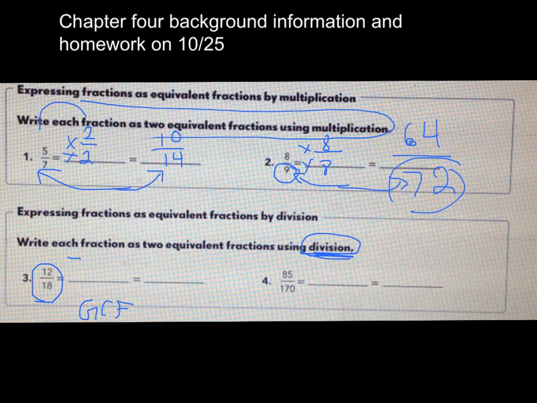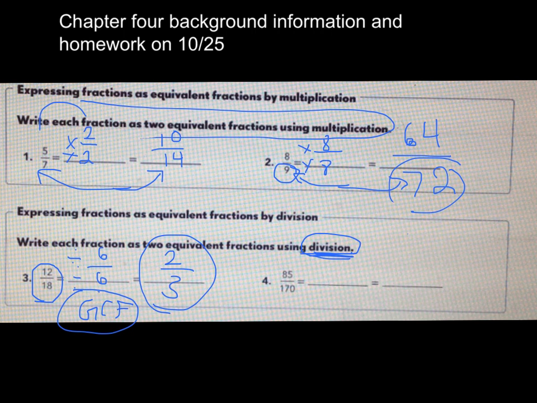And if we want to keep it simple and divide each one by 2, then we would have 6 over 9, or we could divide each by 6 over 6, which would give us 2 over 3, which would also be both numbers' greatest common factor, and it would reduce this into simplest form.